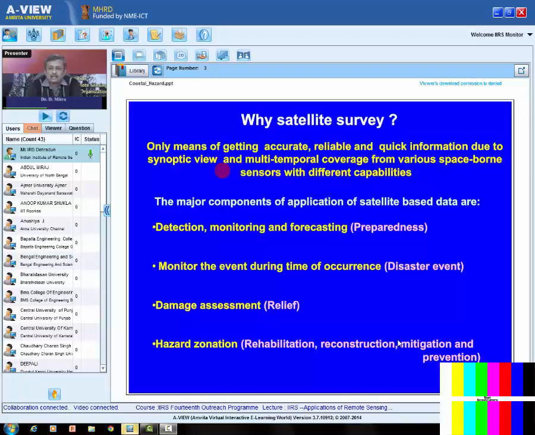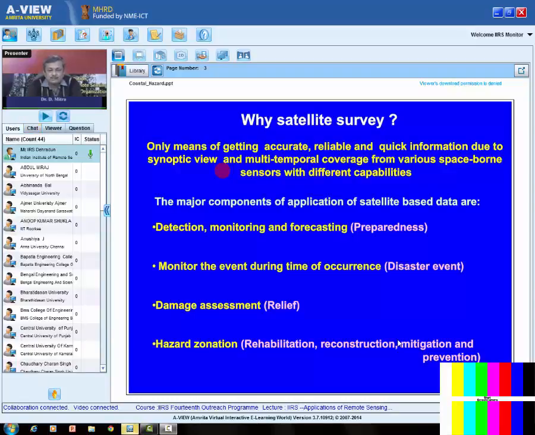Monitor the event during the time of occurrence, when the disaster is happening, particularly chronic disasters like erosion or sometimes coastal flooding or storm surge. You can find out how the disaster is happening with time, like how much area is getting inundated, how much the water is spreading towards the land, then when the water is receding towards the ocean, how it is receding. All this you can also monitor in the satellite data.